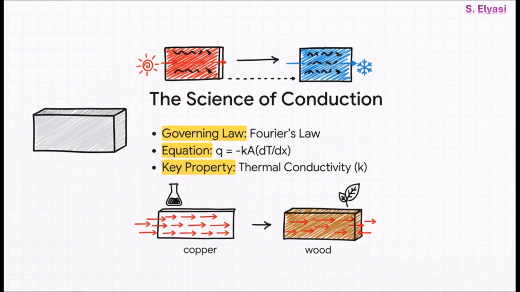Now, the science behind this is all wrapped up in something called Fourier's law. Basically, it just tells us that the rate of heat flow depends on the area, the temperature difference, and this really key property of the material called thermal conductivity, or K. You can think of K like this. Materials with a high K, like copper, are like a superhighway for heat, and those with a low K are like a roadblock. They're insulators.